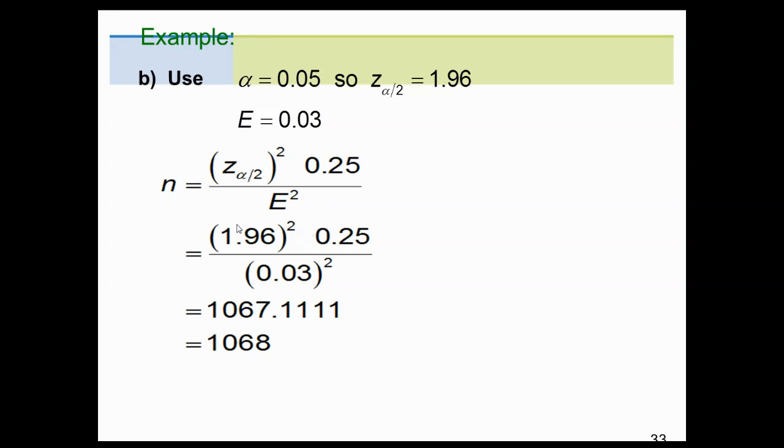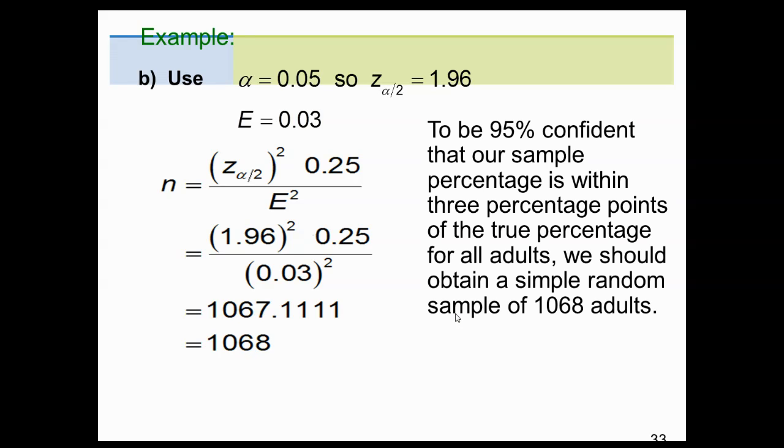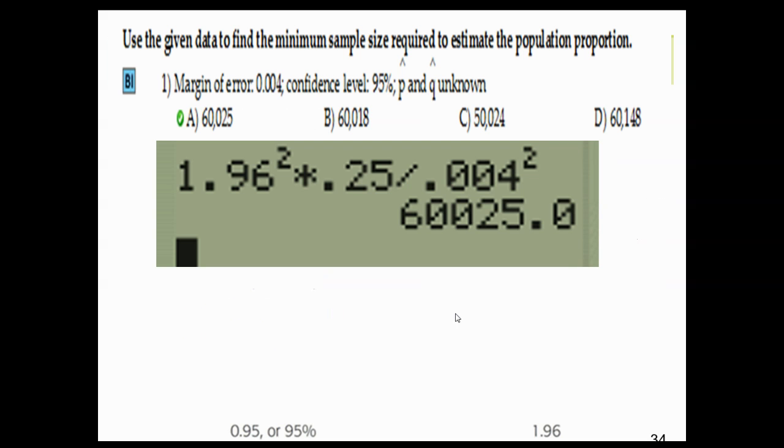So there's my z-score as it was before, associated with 95%. The product of p hat and q hat is 0.25. There's my error, and my formula says for me to square it. And then, of course, I take 1,067.111. I round it up to the next highest number, 1,068. So I've got to sample 1,068 people to be 95% confident.